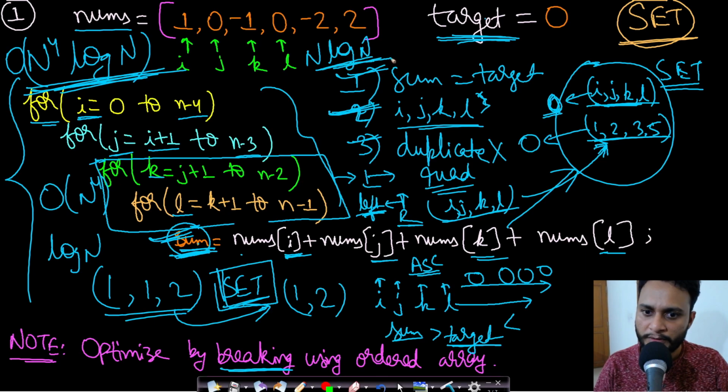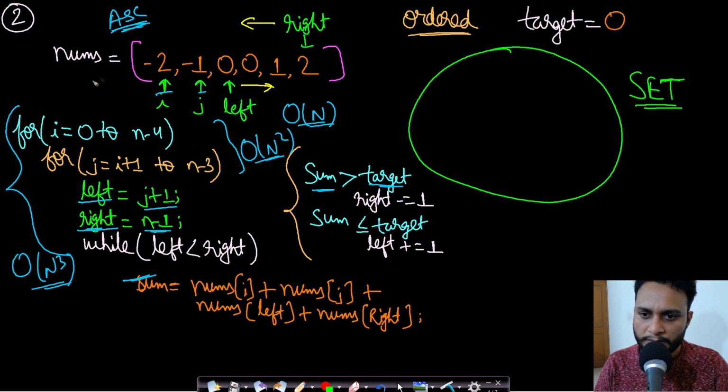So if you keep it ordered, you can just break out of here. Like the breakpoints will be inserted at each of these for loops. So I will be showing you in the code how you can do it, right? So here as well, the elements will be ordered so that we can apply the two pointer technique, right?